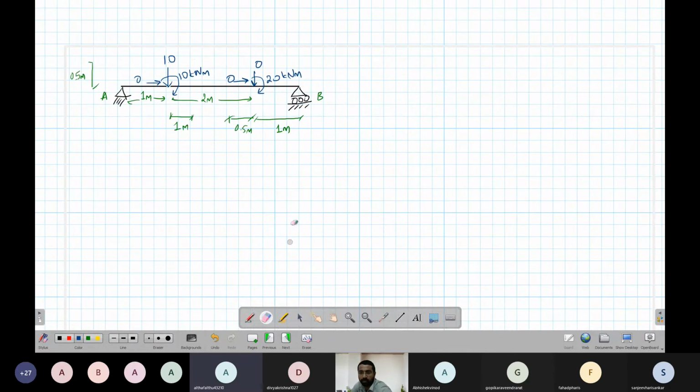So now I'll remove all those unnecessary ones. So remove here, 0, 0. Okay. So now we can find reactions. We'll have two reactions here: vertical, horizontal, vertical. Okay. Now we use equilibrium equations.